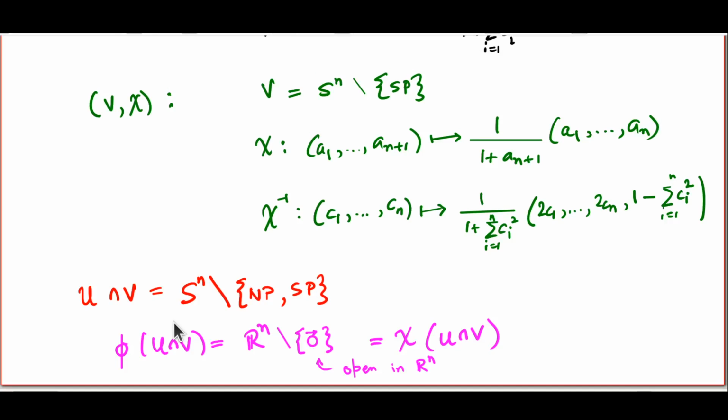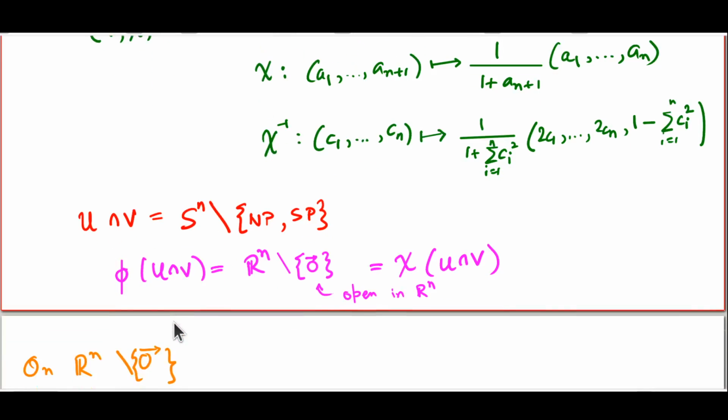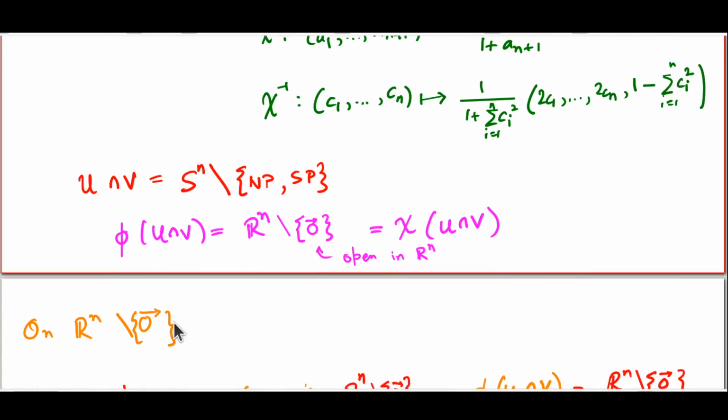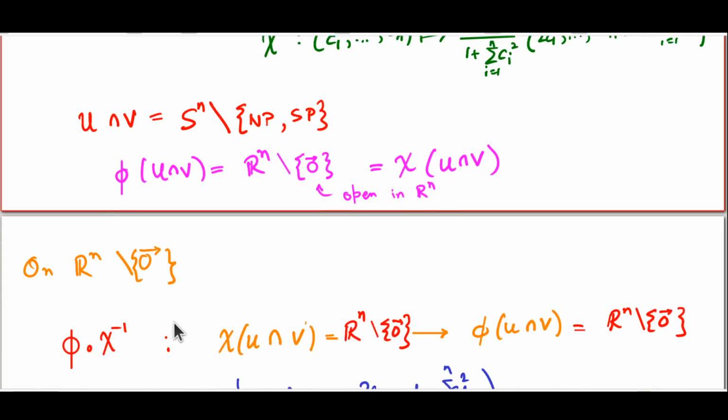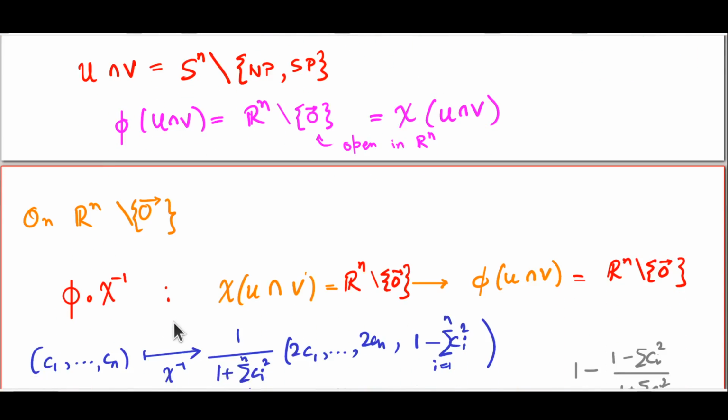Let us first deal with the transition function phi composite chi inverse. This takes chi of U intersection V, which is Rn with the origin removed, to phi of U intersection V, which of course is the same set once again. Now let's do this in steps. First, chi inverse acts on a point of chi of U intersection V. There is a point in Rn with coordinates C1, C2 up to Cn, let's say. And of course, the only restriction here is that all the Ci's cannot be 0.